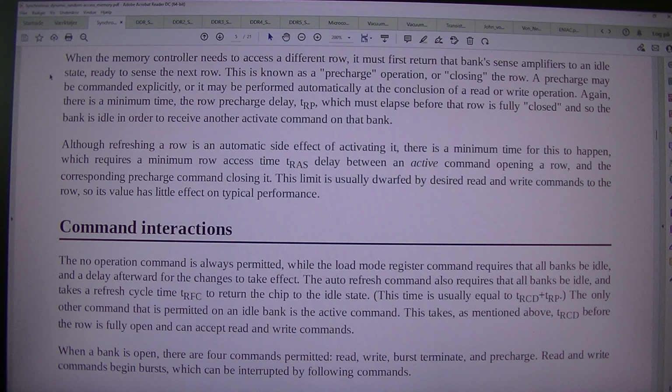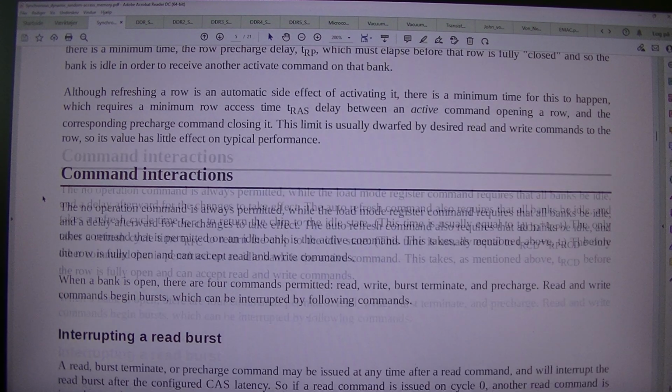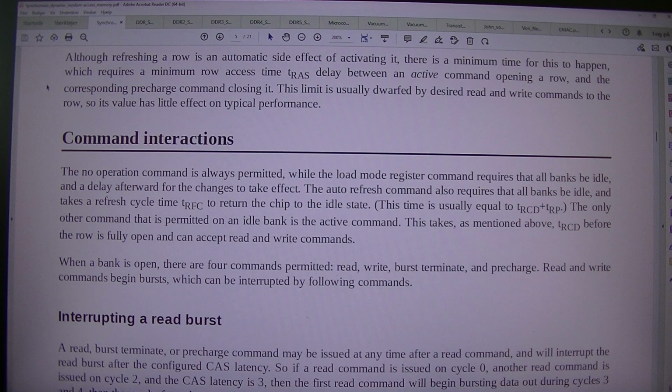So if the bank is idle, in order to receive another activate command on that bank. Although refreshing a row is an automatic side effect of activating it, there is a minimum time for this to happen, which requires a minimum row access time (tRAS) delay between an active command opening a row and the corresponding pre-charge command closing it. This limit is usually dwarfed by desired read and write commands to the row, so its value has little effect on typical performance.